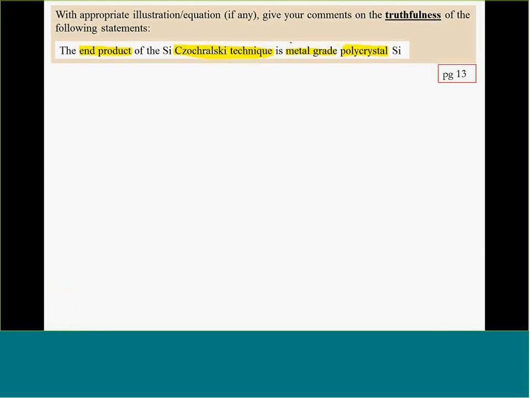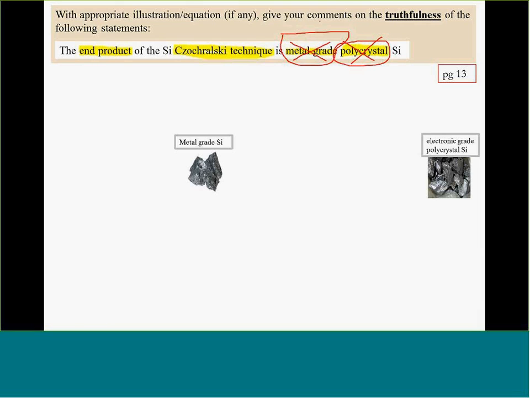So, metal grade is out. Polycrystal is out, isn't it? But where does this metal grade come from? And where does this polycrystal come from, in order for you to negate it? So, that's your metal grade silicon, okay? And that's your electronic grade polysilicon, because at the stage of polysilicon, it should already be electronic grade. Because before Czochralski, you need to have it in the form of electronic grade already. At Czochralski, you just would like to change it from polycrystal, many crystals, into single crystal.